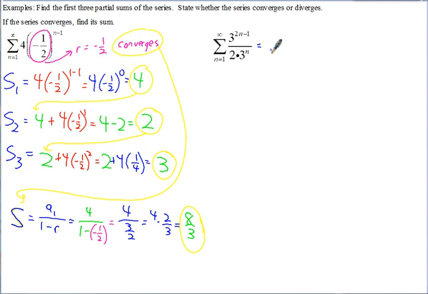Just think if you had x to the 7th divided by x cubed. Well, what would you do there to simplify? Well, you have the same base of x, so you subtract the exponents, 7 minus 3, and simplify to be x to the 4th.